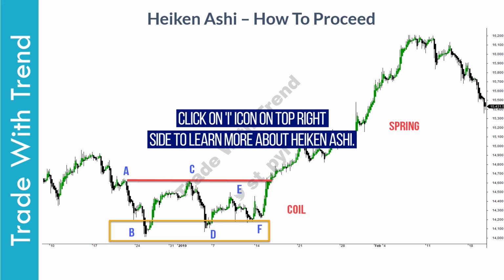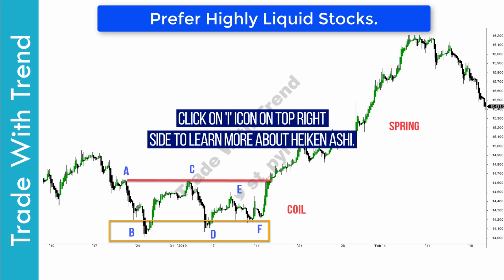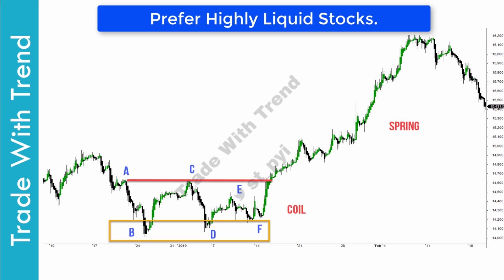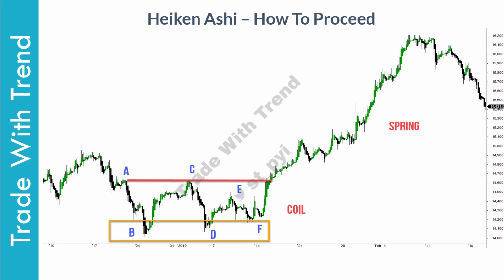When it comes to stock selection, stick with stocks that are highly liquid in the market. This is important, else volume conditions will get distorted. I would also recommend that you track stocks in the derivative segments as these stocks are highly liquid by nature.